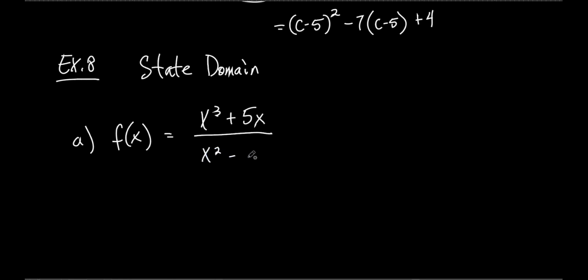Over x squared minus 4x. Okay, look at the top. Is there any numbers that I'm not allowed to put in for x on the top? Like, I can cube a negative number, right? What about 5? Can I take any number multiplied by 5? Yeah, can I add those together? Yeah, that's fine. So, it looks like the top, I could put any number for x that I want. What is that for the domain?